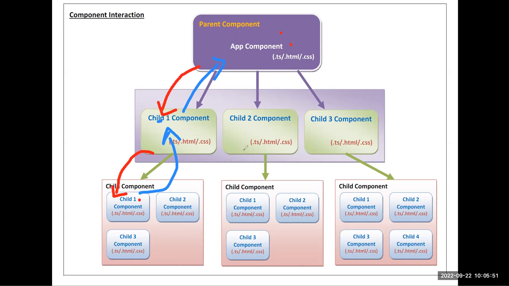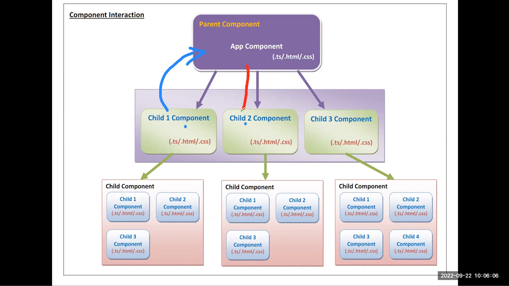Okay. If you want to send data from this child 1 to child 2, directly it is not possible. But you can send that child 1 data to your app component first. Then that app component, meaning your parent component, will send it to this child component. Same, from the child component, we can send first to your app component, and that parent component will send that data to this child component. In that fashion, you can send the data in component interaction.